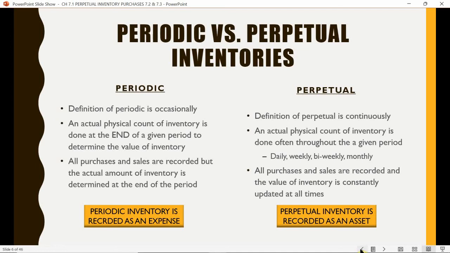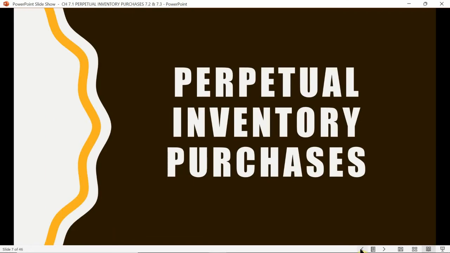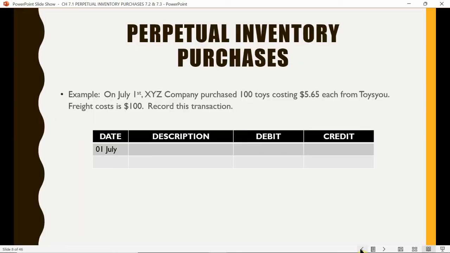So let's dive right in and take a first look at how to record a purchase under perpetual inventory. The example here is that on July 1st, XYZ company purchases 100 toys costing $5.65 each, with a freight of $100, and we're going to record this transaction.